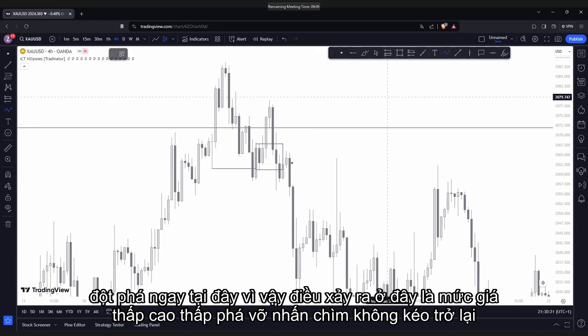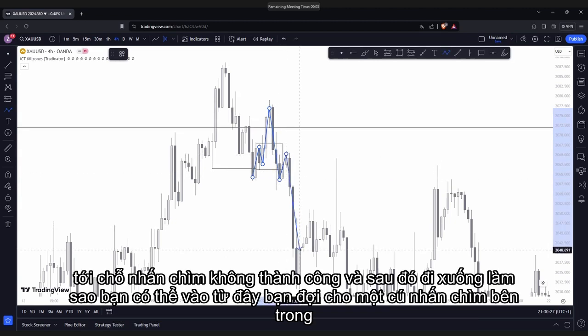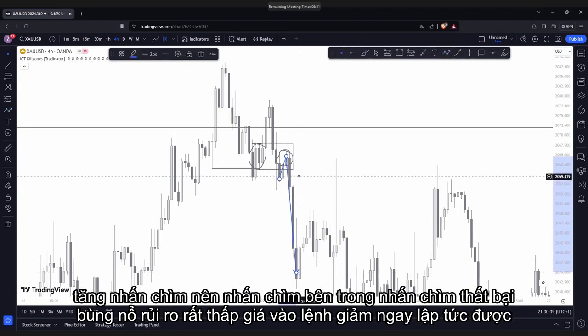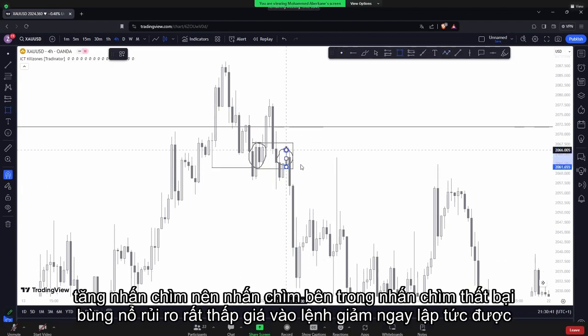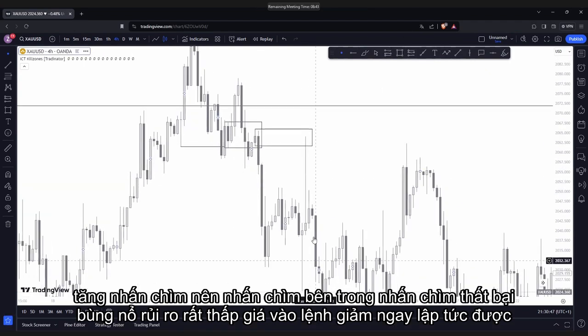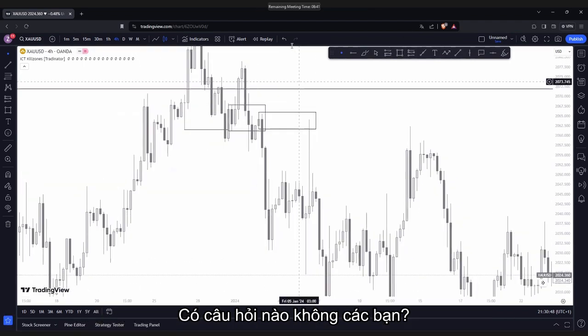So what happened here is that low, high, low, price breaks, engulf fail, pull back to the engulf fail, and then goes down. How could you enter from here? You wait for an engulf inside the engulf fail. So this is the engulf fail, and this is the engulf. What type is this engulf? A normal rally engulf. So an engulf inside an engulf fail. Boom. Very low risk entry. Price instantly drops. Okay.